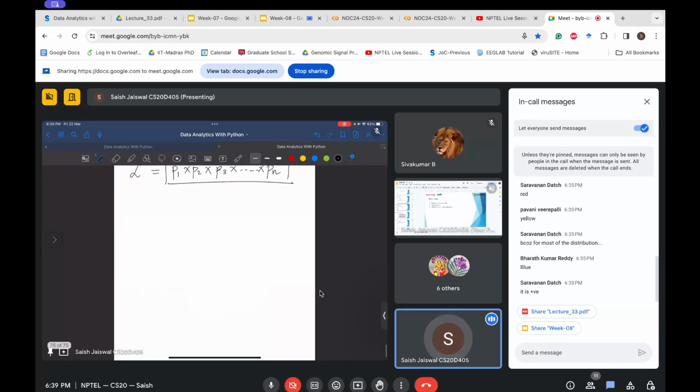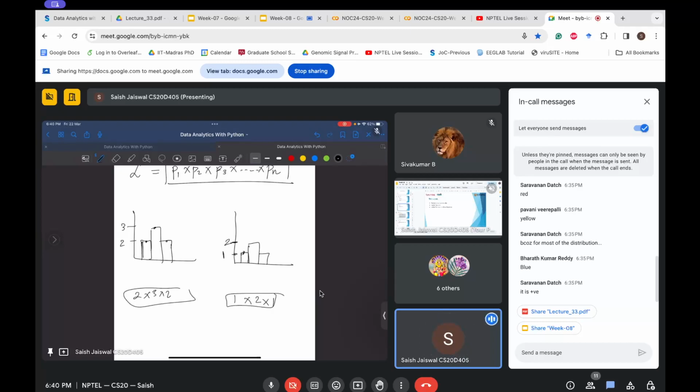Okay, let me just give you an example. Let's say there are 3 values. I have this histogram, 2, 3, 2, and this histogram. So if you take the product of these values over here, 2 into 3 into 2, and over here 1 into 2 into 1, which one is higher? Obviously this one, right?